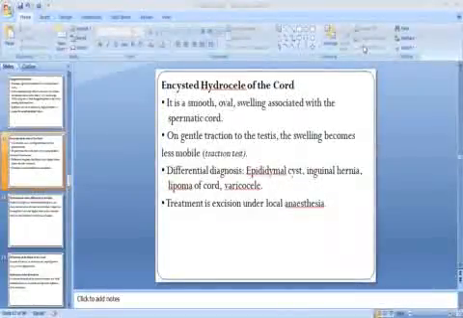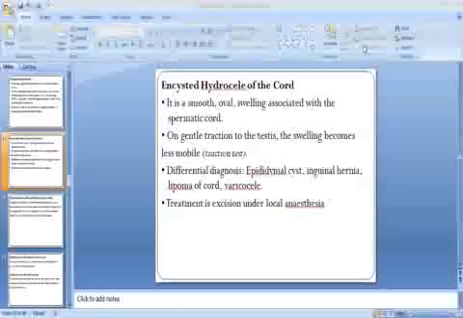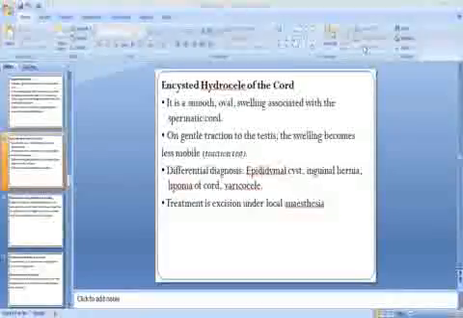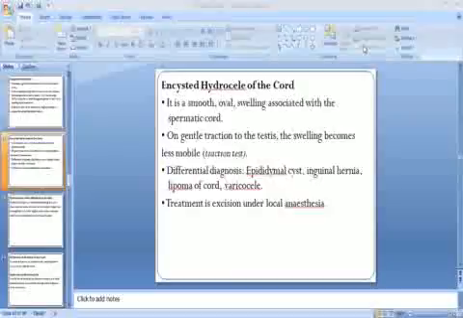Today's class, we discussed the introduction of the topic. Today's class will discuss the next part of the hydrocele, the encysted hydrocele of the cord.